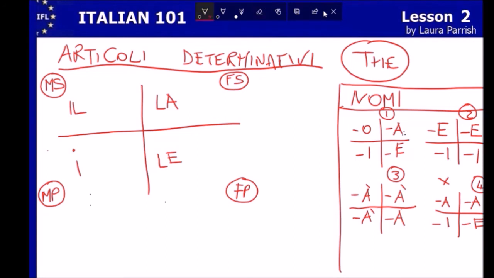Okay, so now let's go with a word that belongs to the second pattern of noun, this one. Cane, okay, cane. And let's go with another word, for example, stazione, ending in E. We are in the second pattern of noun, stazione. Okay, this is the second pattern.